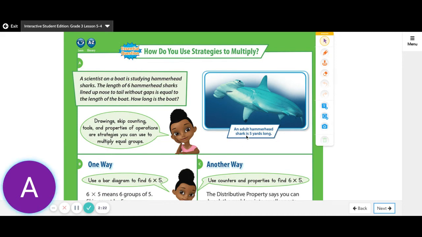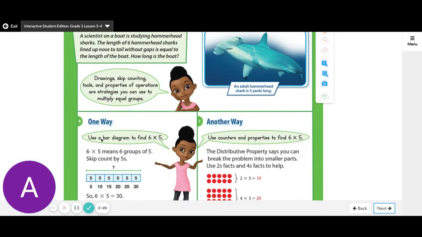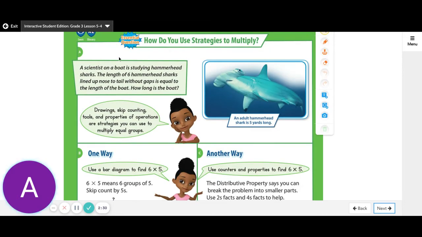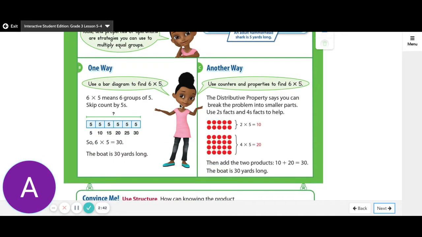So we have to look at our label down here. An adult hammerhead shark is 5 yards long. So they used a bar diagram, 6 times 5, because they know each hammerhead shark is 5 yards. The length of 6 hammerhead sharks is the length of the boat, and for each hammerhead shark, it's 5 yards. So we're going to do 6 times 5, which means 6 groups of 5. We're going to skip count by 5 to get 30. The boat is 30 yards long.